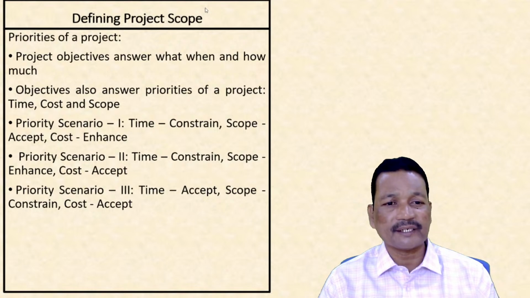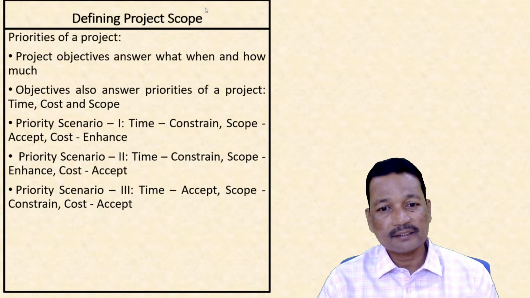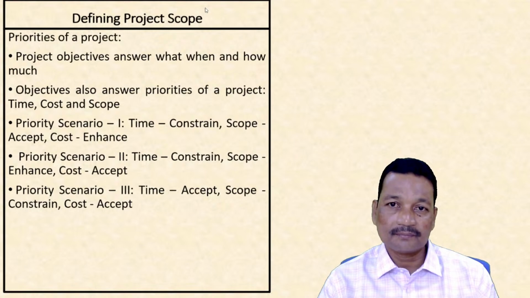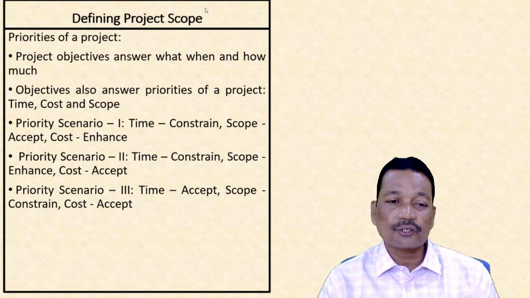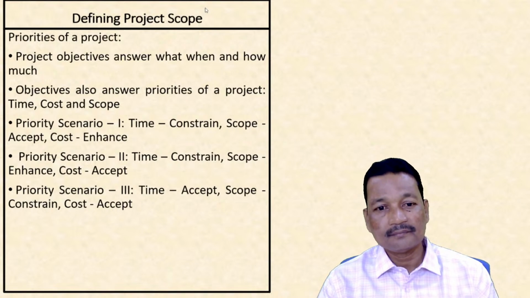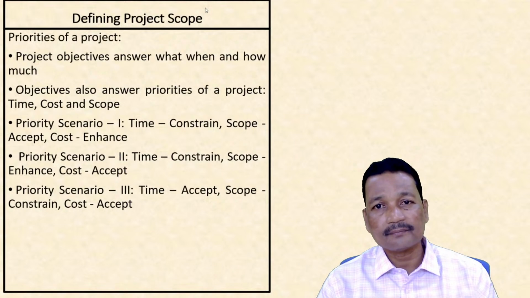Then scenario 3, time, whatever it is, let us accept it. Scope is a constant. Cost is acceptable. Now, what kind of example we can take here?